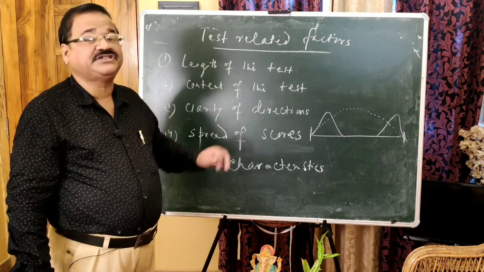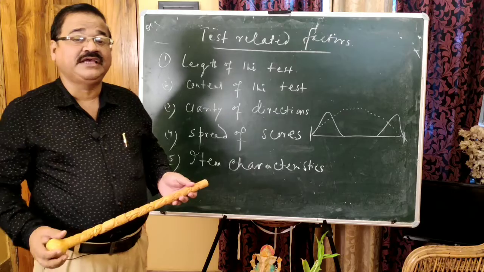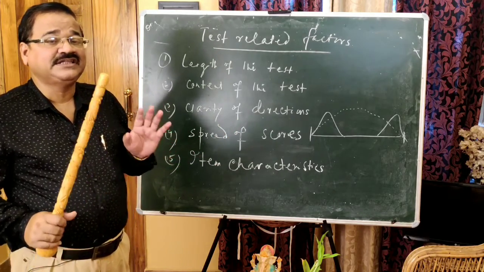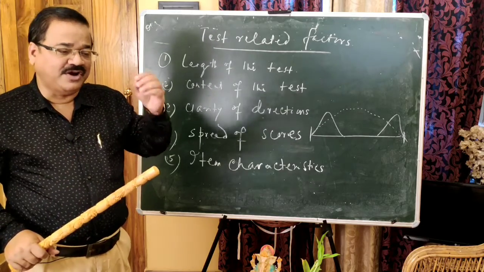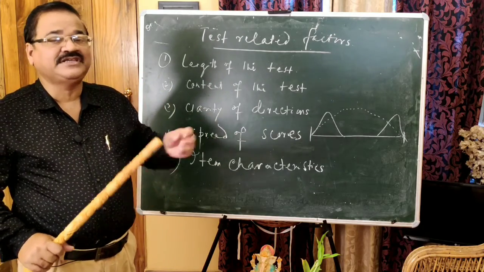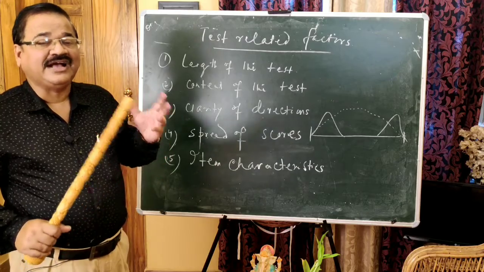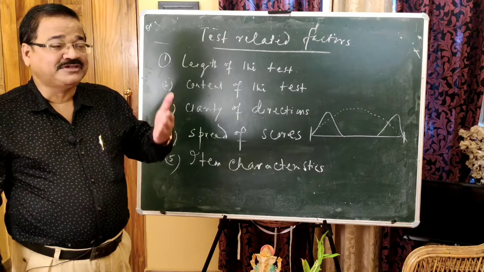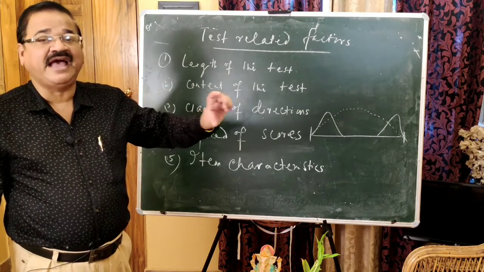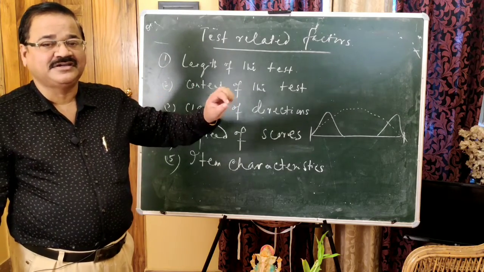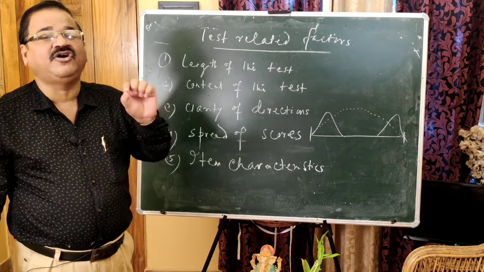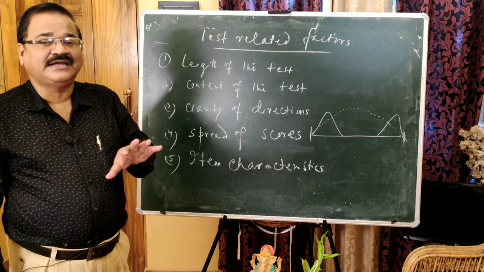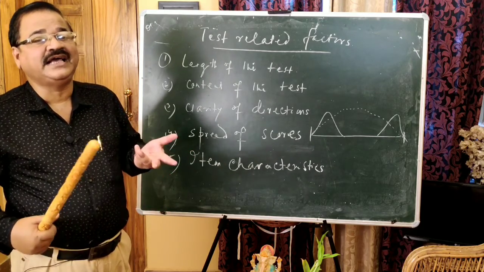Then clarity of directions. This is also one of the important aspects, clarity. Sometimes many of the students do know the answer, but they are unable to answer it in the examination because of lack of clarity in directions. The test maker must give the directions in a lucid, clear-cut manner, so that the students will not get confused. Sometimes because of confusion, the students are unable to answer the questions even though they know the answer.